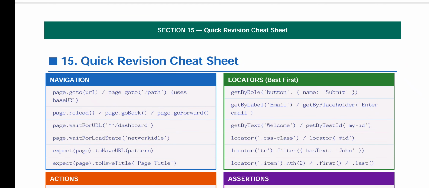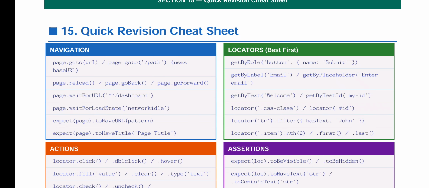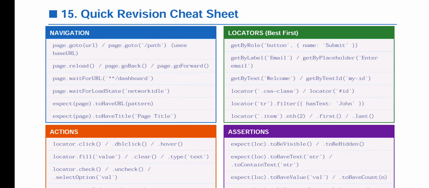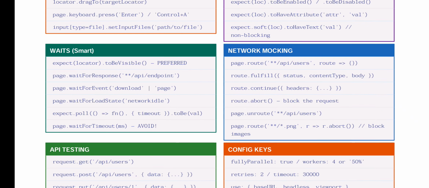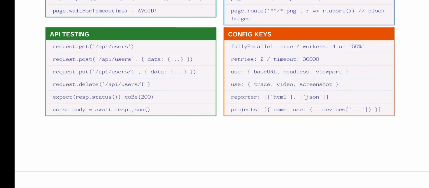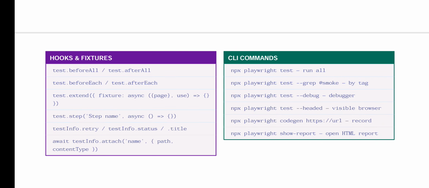In section 15, we have talked about the quick revision cheat sheet for all the modules: navigation, locators, actions, assertions, waits, network mocking, API testing, and config keys, and hooks and CLI commands.